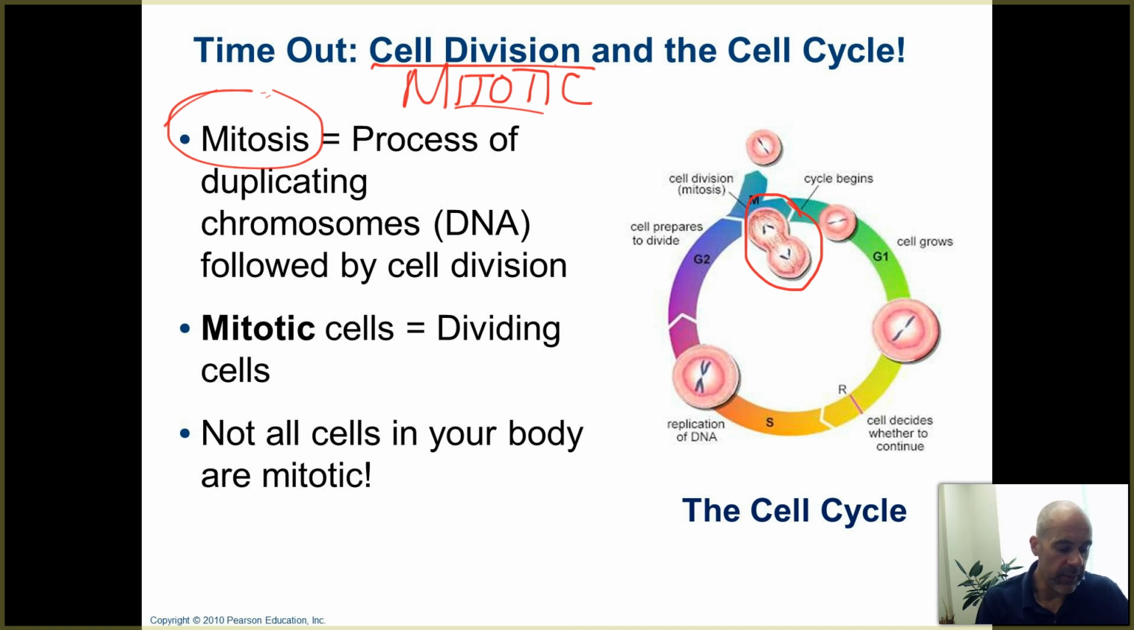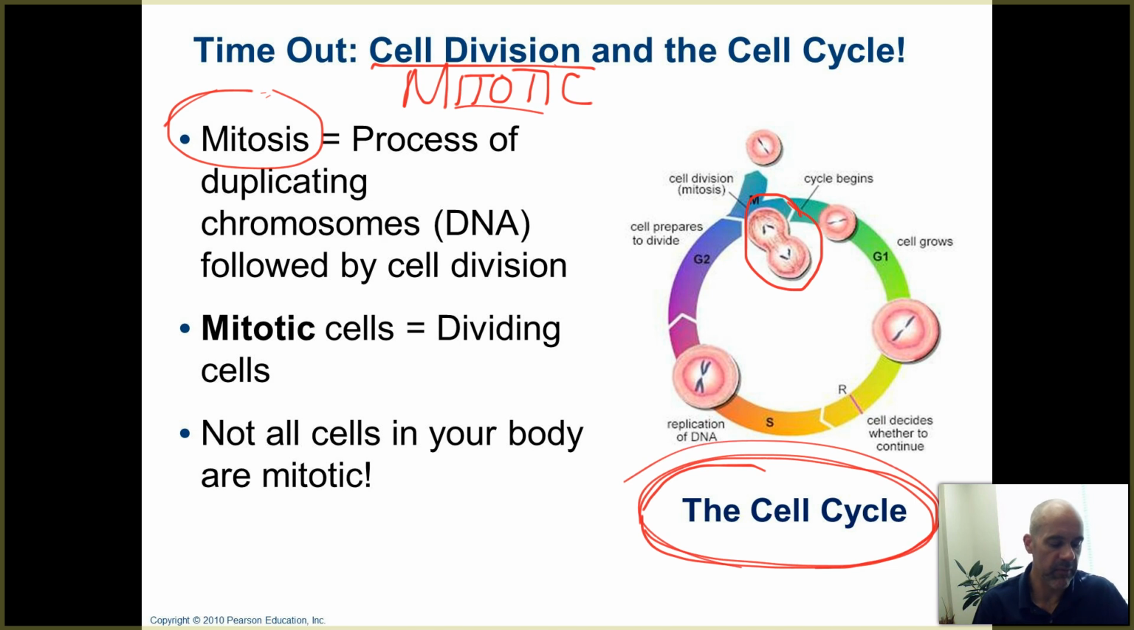I do want to talk a little bit about the cell cycle, though, because this comes up from time to time. The cell cycle is like a time clock for cells. There are different stages of the cycle that cells go through during their existence. And it's divided up into stages. There's one over here called G1, which G stands for growth.